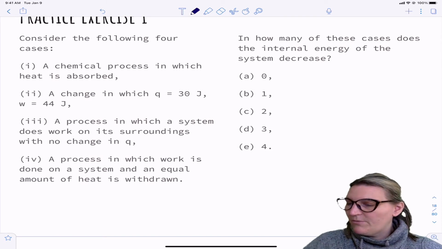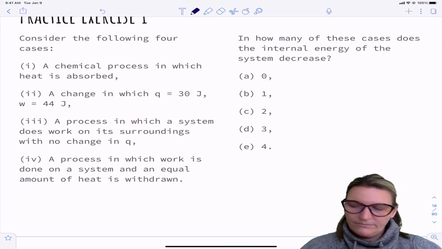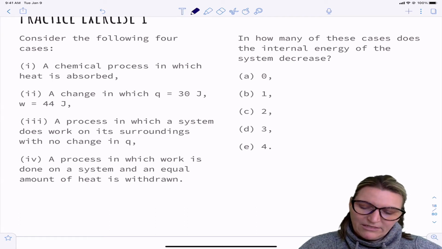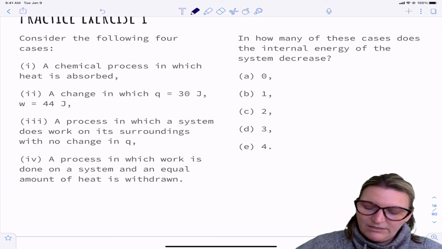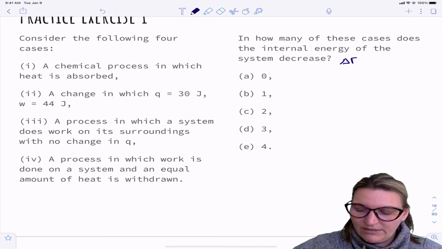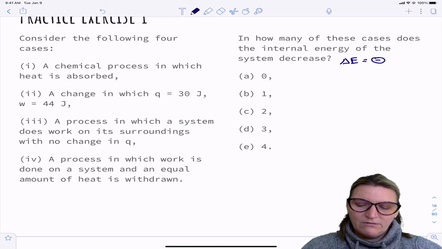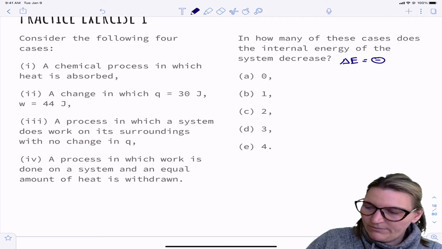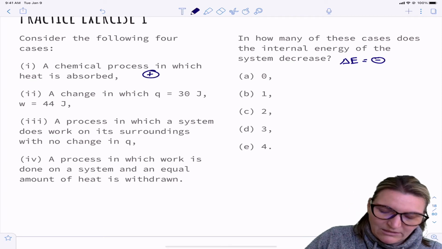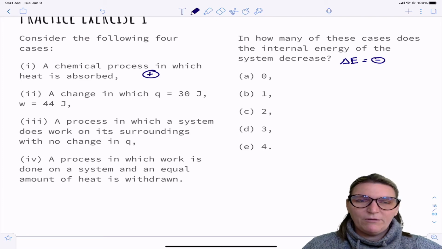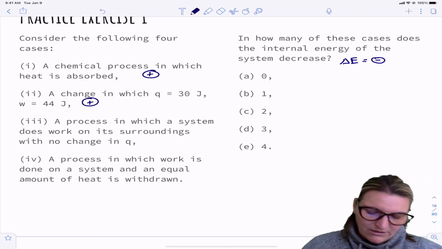Here is another practice exercise. Consider the following 4 cases. In how many of these cases does the internal energy of the system decrease? So what is that really saying? That delta E would be a negative number. First, a chemical process in which heat is absorbed. Well, if heat is absorbed, that would mean delta E would be a positive number. A change in which Q equals 30 and W equals 44, well, that would be 30 plus 44. That's also a positive number.